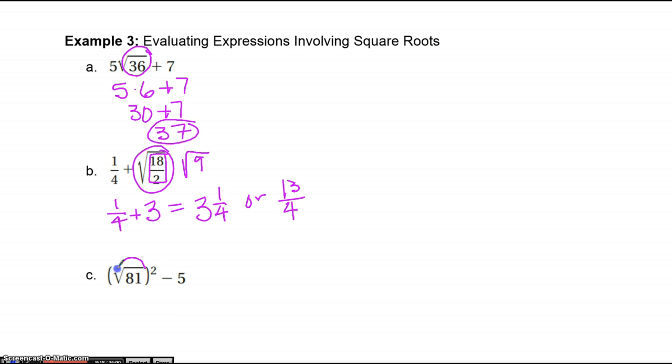C, you need to do the square root of 81 first, which is 9. Then you need to square it, minus 5. So I have 81 minus 5, which gives me 76.